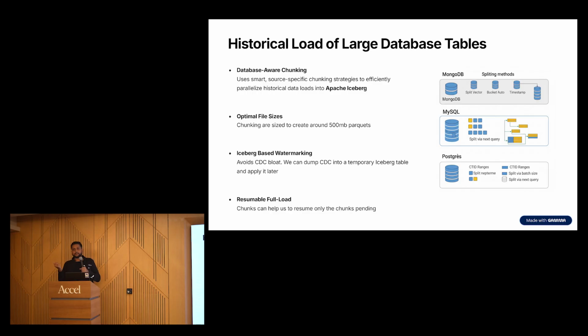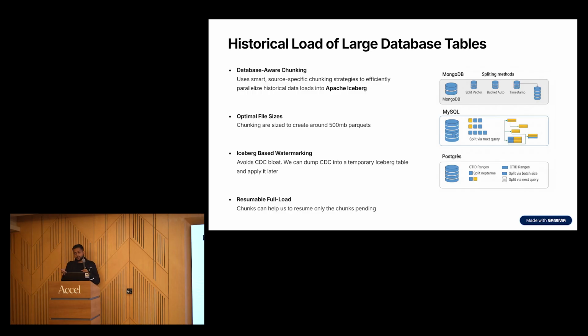For example, MongoDB has split vector and bucket auto strategies. Postgres has CTID-based strategies. You can split a table that is, let's say, a terabyte big into chunks of 20 GB or 15 GB, and then sync those chunks in parallel, right?